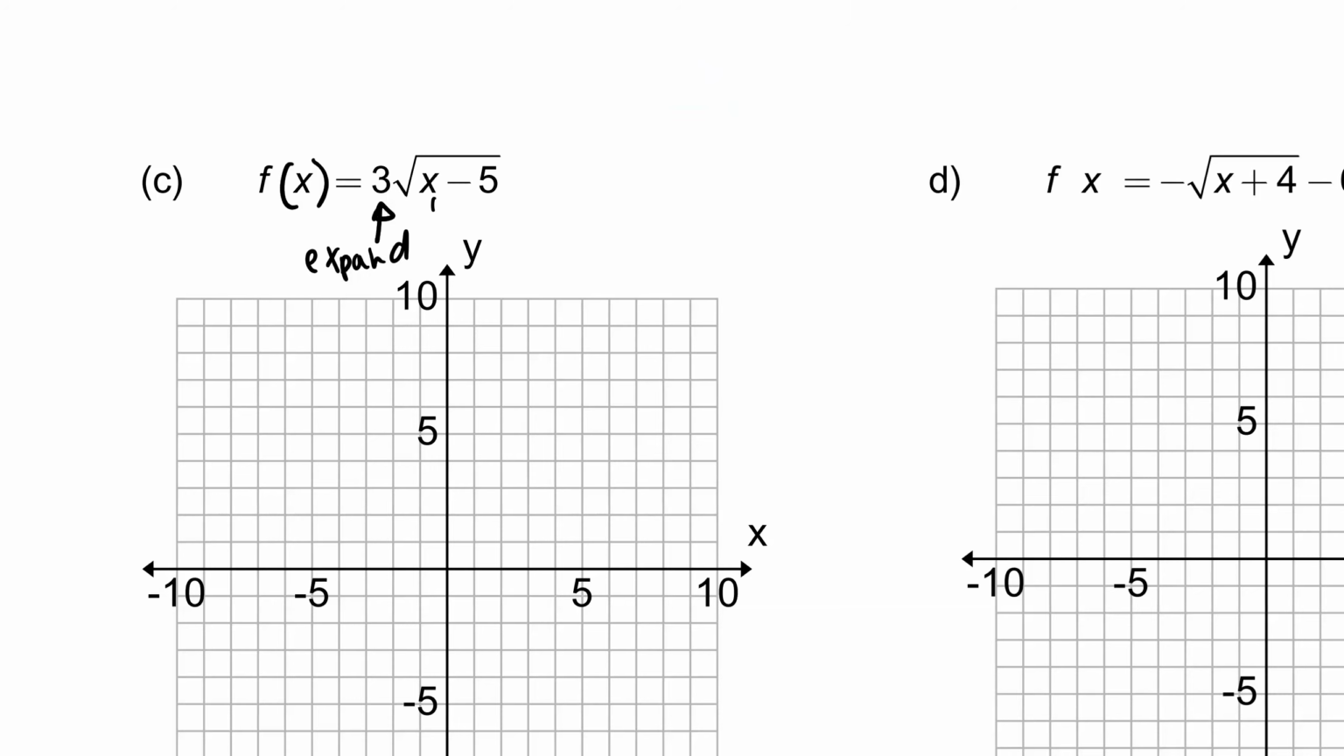Okay, and then what about this negative 5 in the middle? What is it doing here? Right by 5, because it's inside the square root and it's opposite the way you think, so we're going to the right by 5.